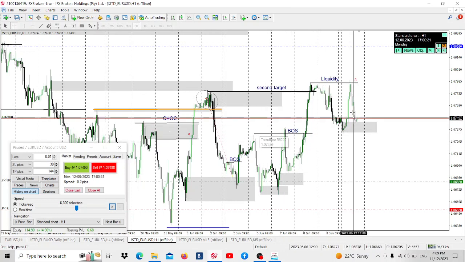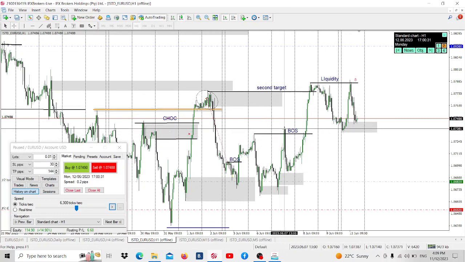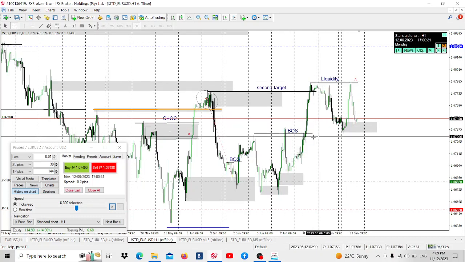Continuing, we have a break of structure coming into the zone. Even here it's an order block. On a bigger time frame, this is the order block. It tapped into it, right? Now what we can clearly do is have a scaling opportunity.